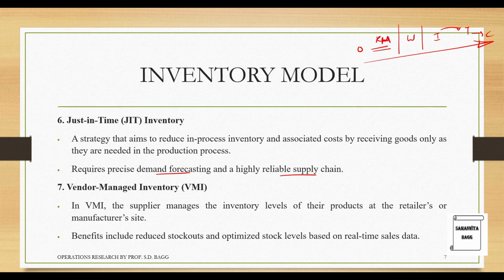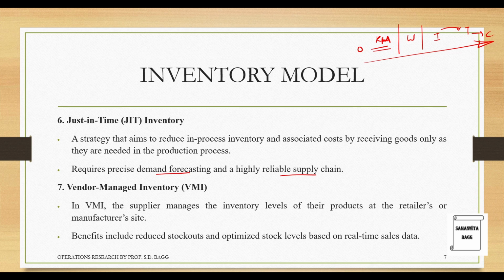So here what happens is, in vendor managed inventory, there is a vendor who is managing this inventory level. So you are actually managing your inventory not at your own company's site or your manufacturing site. You're managing it at the retailer's or the manufacturer's side itself. So wherever your raw material is, you preserve it there. You order when you require. You use it, produce your goods, give it to the customer.